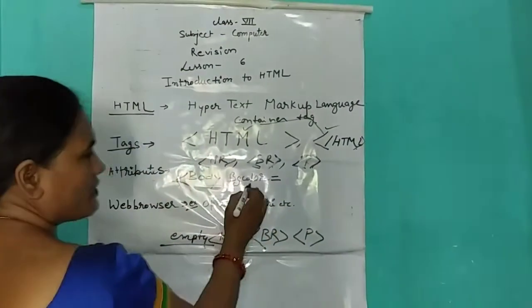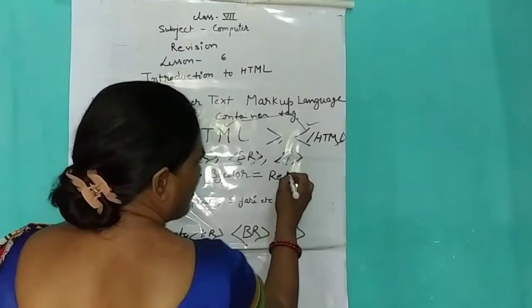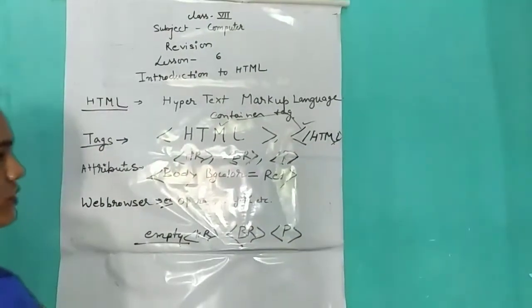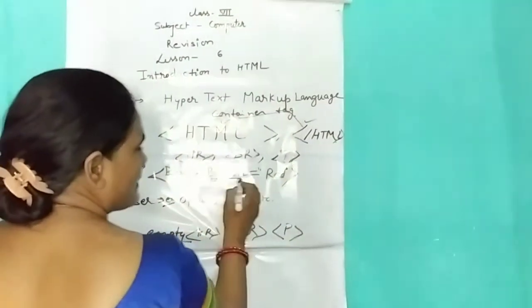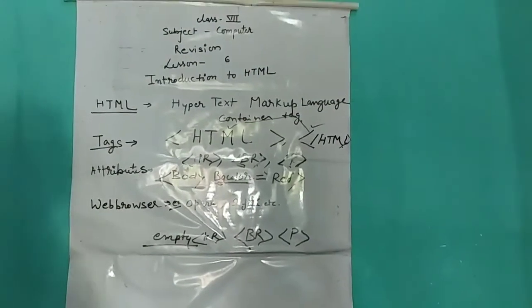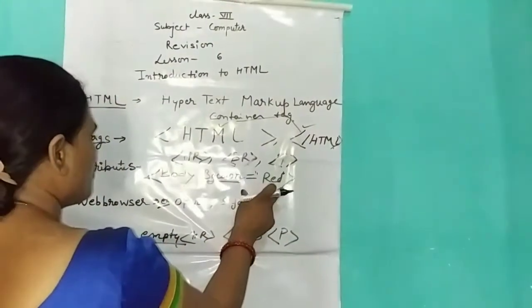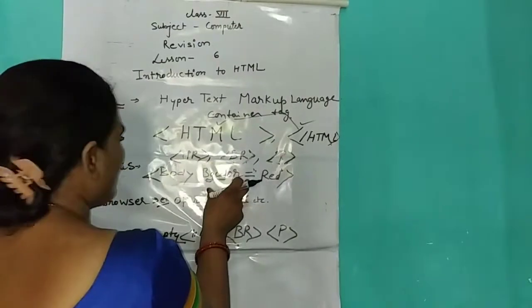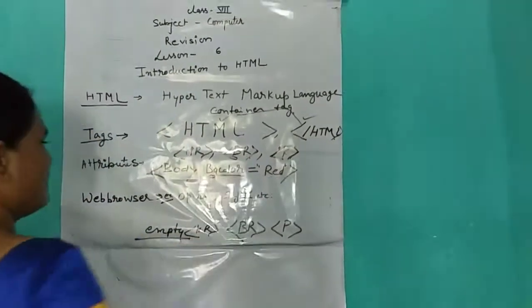You have to write the spelling COLOR. BG color equals red. And tag close. Clear? Then BG color is an attribute of the body tag. This is the extra bit of information. Okay? So, BG color means background color of the body. Okay? So, it is red.